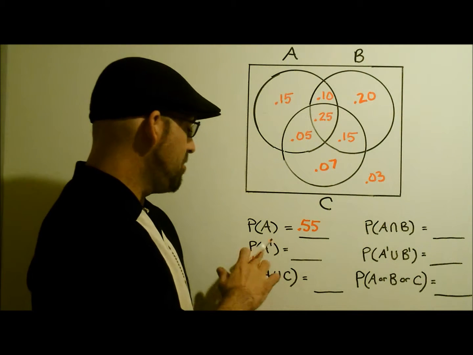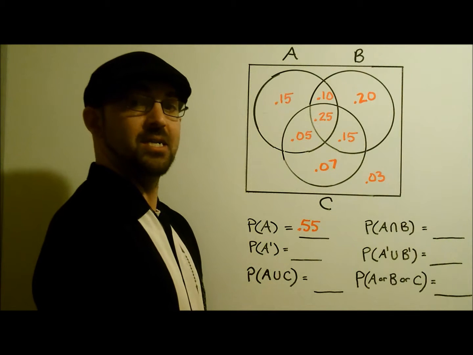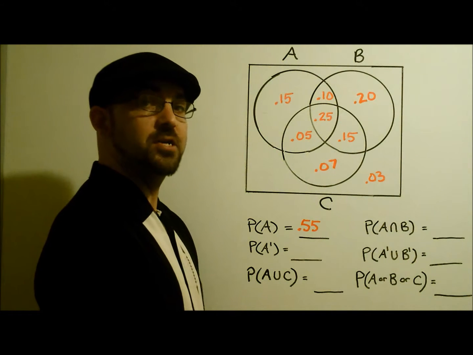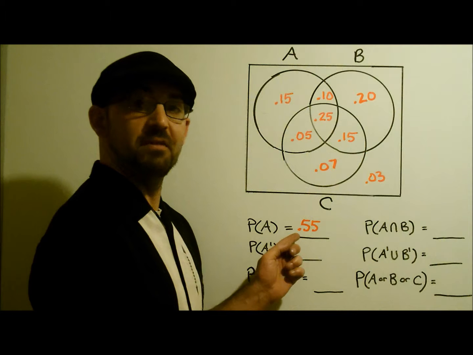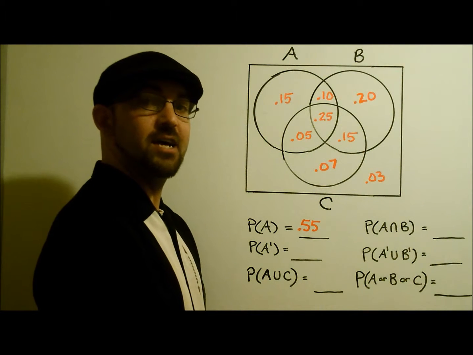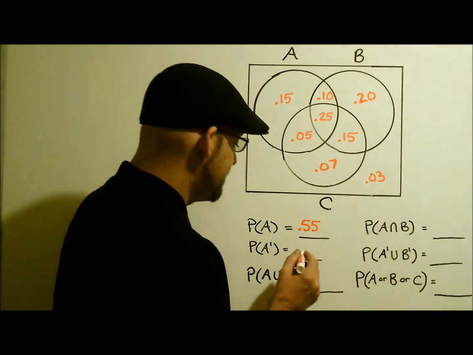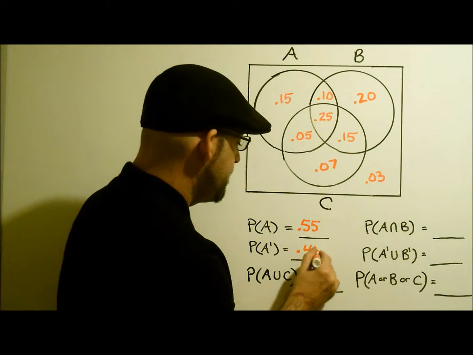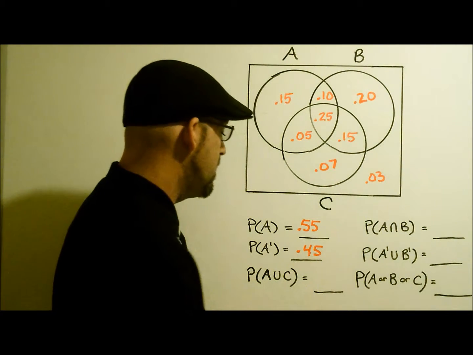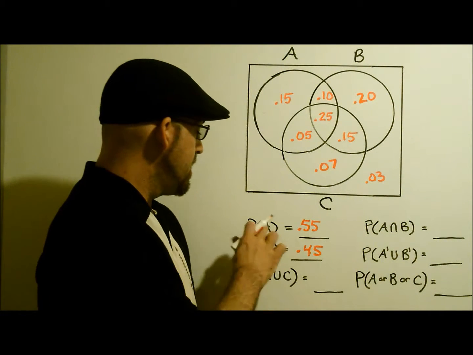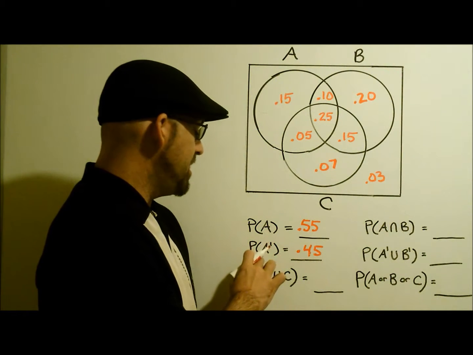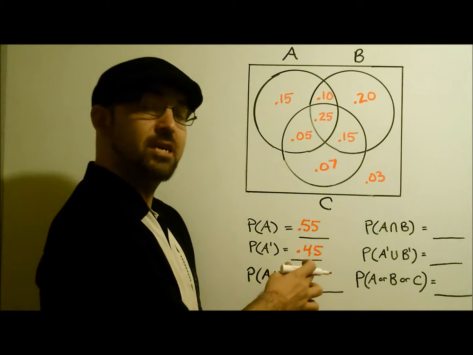Now, we need to find the probability of A prime, the complement of A. Well, I think the easiest way to do it here is take 100% and subtract the 55%. That leaves us with 45%. Notice that the probability of A and the probability of A prime always equals 100%.